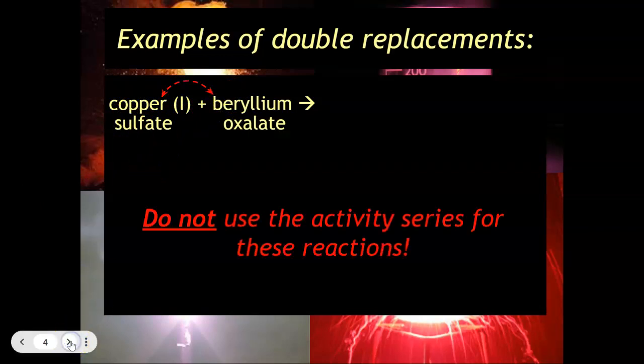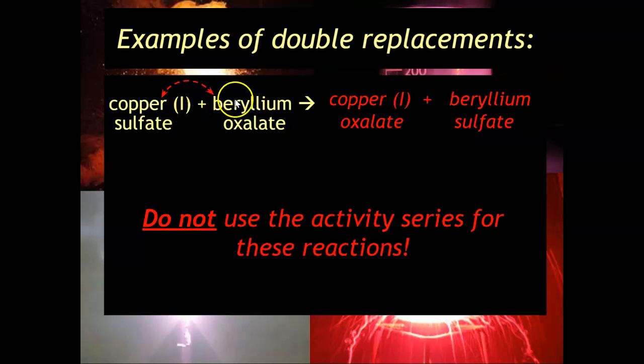And the good thing for this as well is that we don't have to use the activity series for these reactions. So remember, with a single replacement, you had to look at the activity series. You had to look, okay, which one is doing the replacing? Is it high enough on the activity series to go forward? You don't have to worry about that here. You just have to be able to identify that these elements are switching, okay? So copper 1 sulfate plus beryllium oxalate will give us copper 1 oxalate and beryllium sulfate. Okay, so all you're doing is changing, in this case, the polyatomic that the metal is bonded to. They're just switching partners essentially.